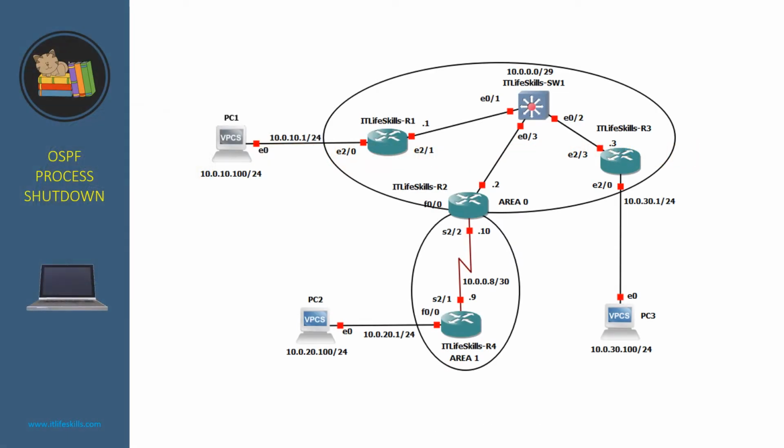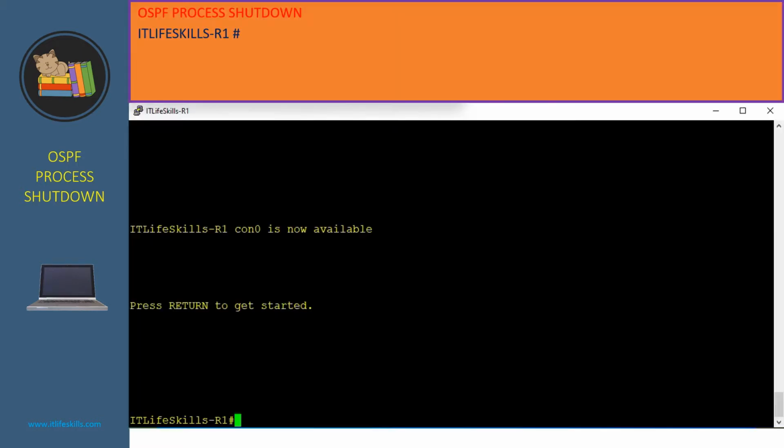In some cases, you may want to shut down the OSPF process on a router. As a result, the router transitions to the down state and no OSPF packets are sent or received. Let's shut down the OSPF process on IT LiveSkill Router 1 to see what happens.